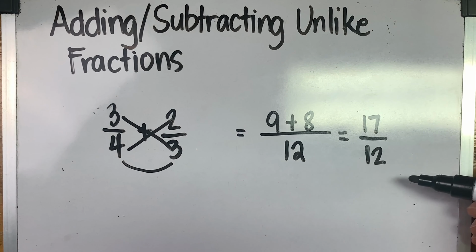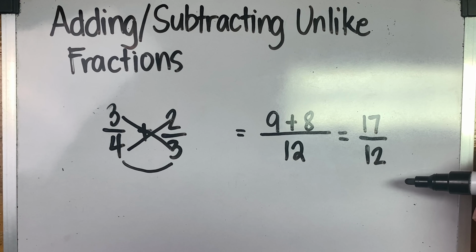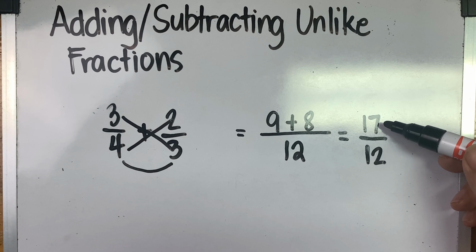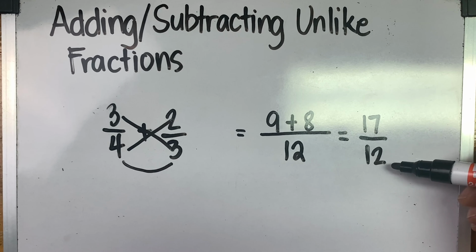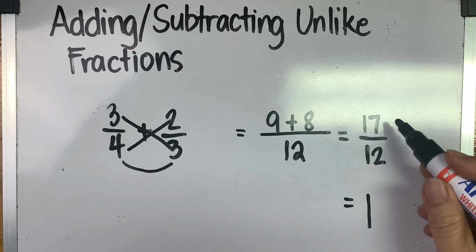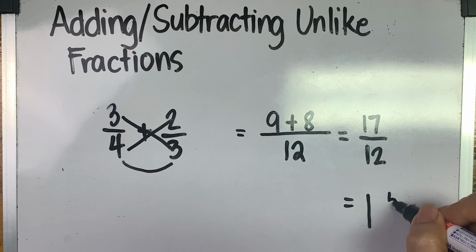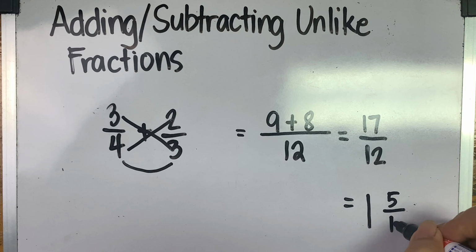Now, 17 over 12 is an improper fraction. So we have to make this into a mixed number. Okay, so we have to divide 17 by 12. So that gives us 1. And then subtracting 12 from 17 gives us 5 over 12.